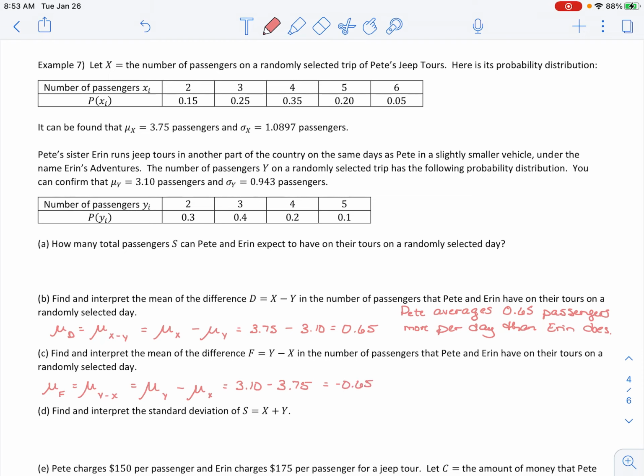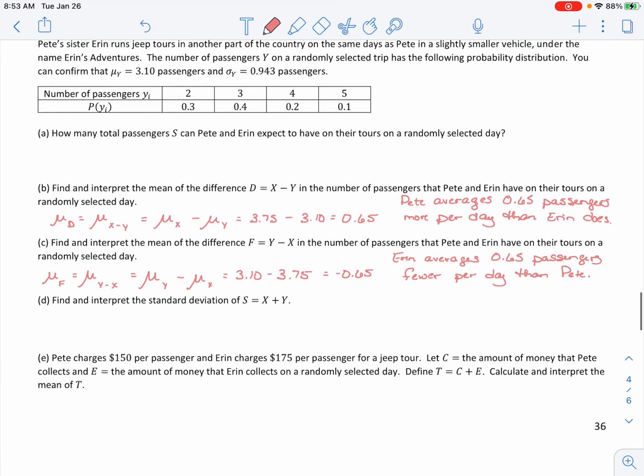So this is just saying that, since I did Aaron minus Pete, Aaron averages 0.65 passengers fewer per day than Pete. I'm just going to have to write that. So Aaron averages 0.65 passengers fewer per day than Pete. So you are allowed to subtract means.